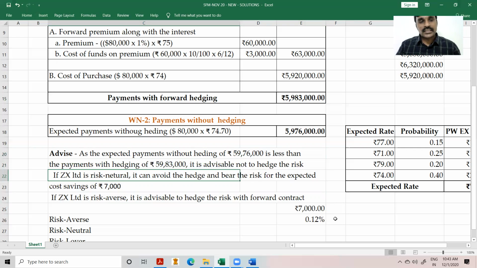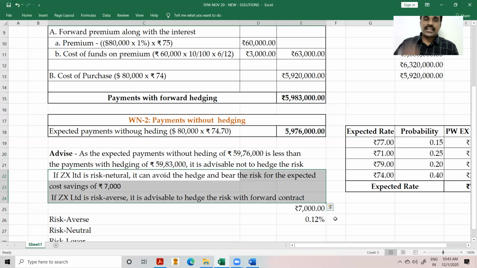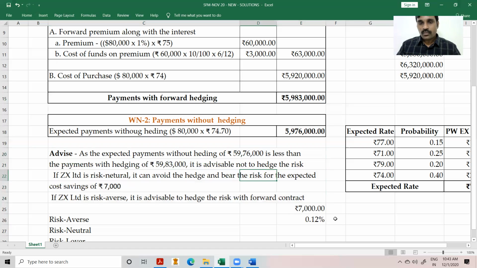Accordingly, my suggestion is to write both in the exam. For risk neutral investors, it is advisable not to hedge. For risk averse investors, it is advisable to hedge the risk. That is the point. So in the examination, you can write this answer.